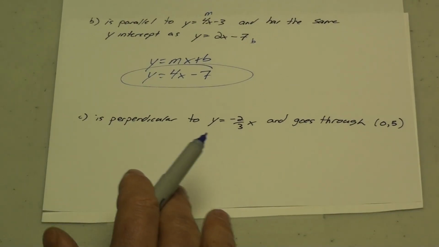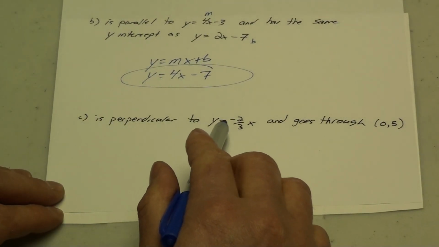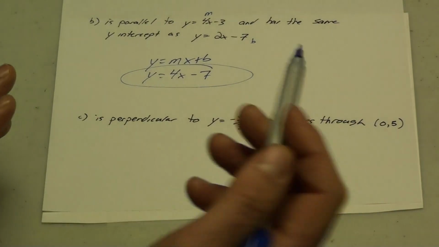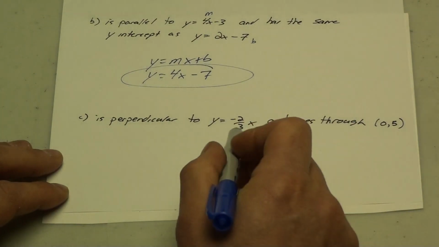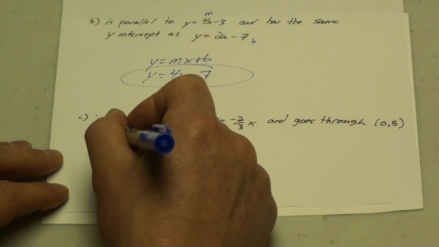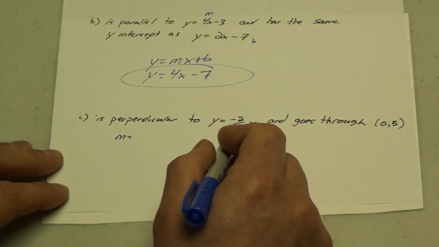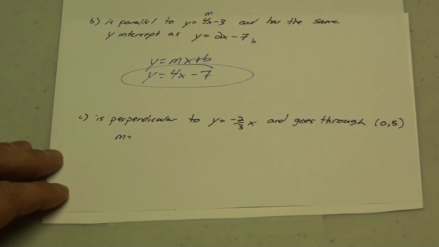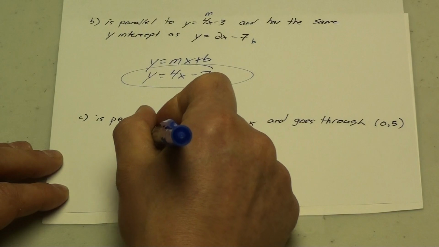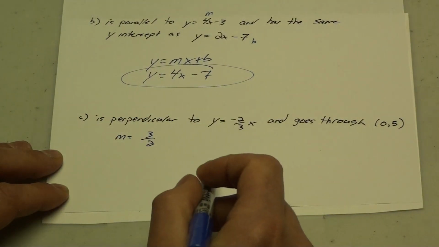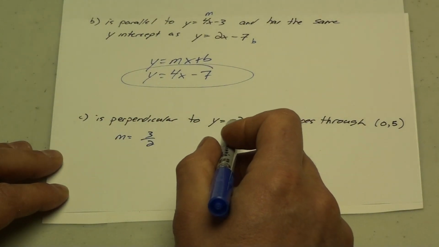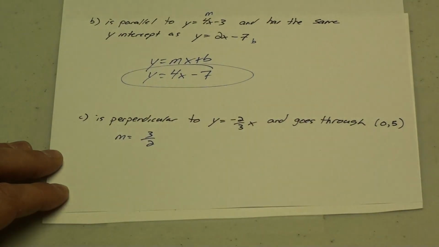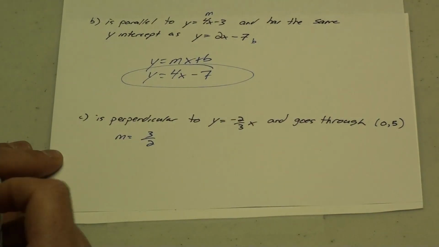Third example, it is perpendicular to y equals negative 2/3 x and then goes through the point 0, 5. So perpendicular means it has a negative reciprocal slope. So the slope I'm looking for must be the negative reciprocal of this one. Negative reciprocal, I flip it and change the sign. So I'm going to flip it, so it's 3 over 2, and I'm going to change the sign from a negative to a positive. So my new slope is 3 over 2. Flipped and change the sign.